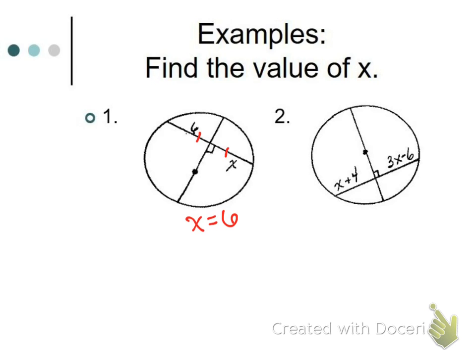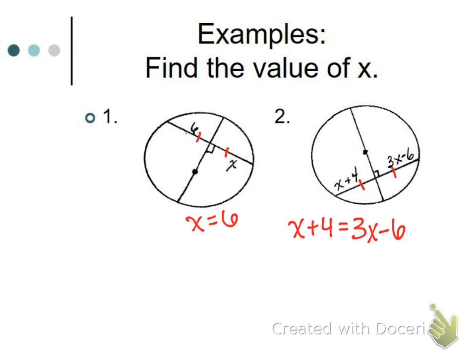Now all those same properties apply on number 2. We have a diameter. It passes through the center of the circle. It is perpendicular to a chord. So those two pieces must be congruent. So this time we have to set up an equation. What would that equation look like? Good. X plus 4 equals 3x minus 6.